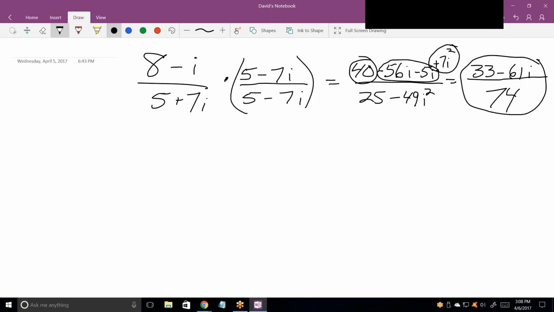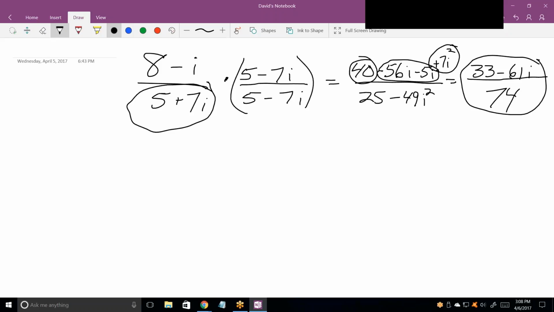That's the answer except for one thing. Notice that we do not mind having an imaginary numerator. It's only imaginary denominators. It's kind of like irrational denominators. They want you to get rid of them.